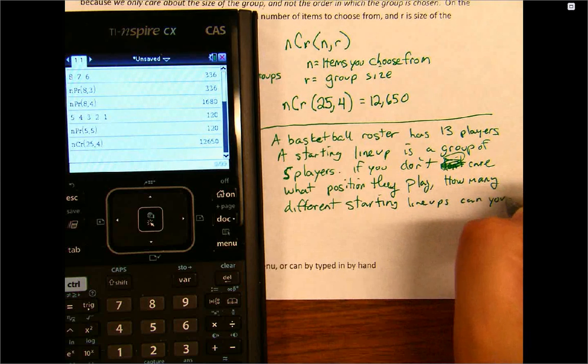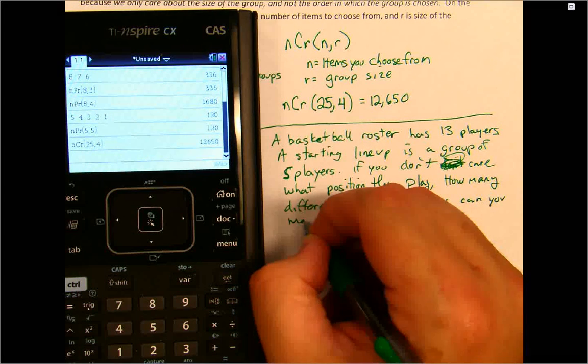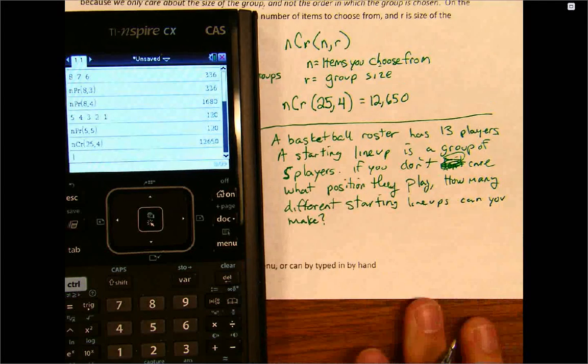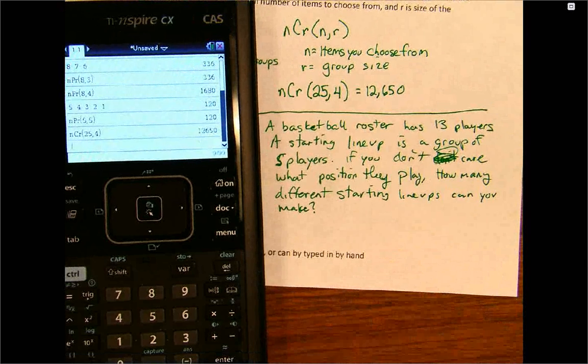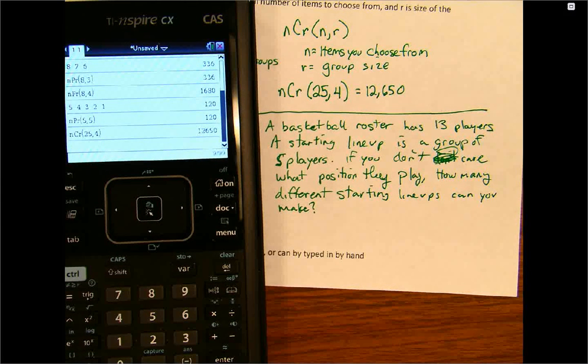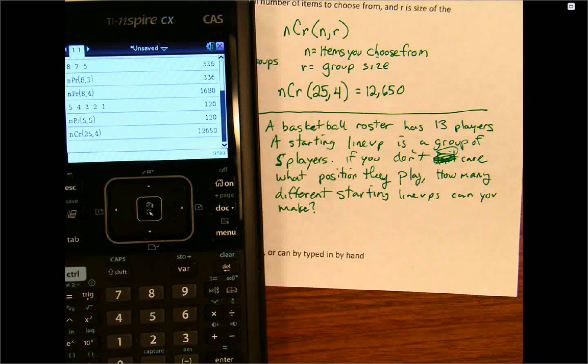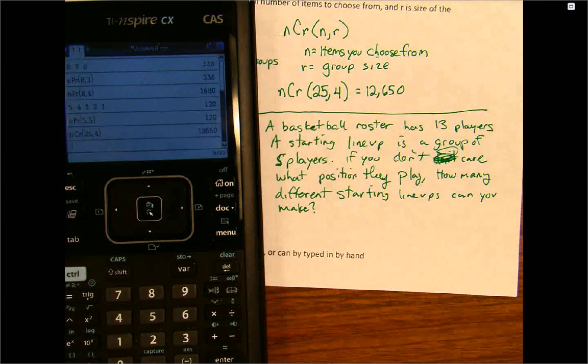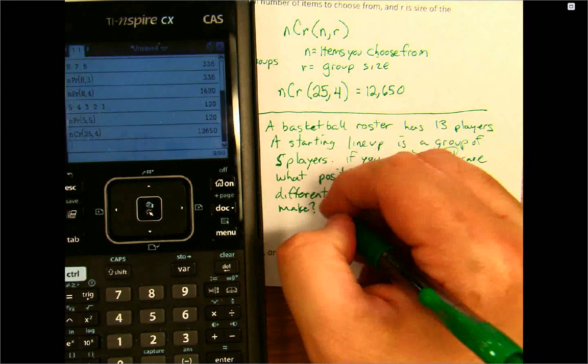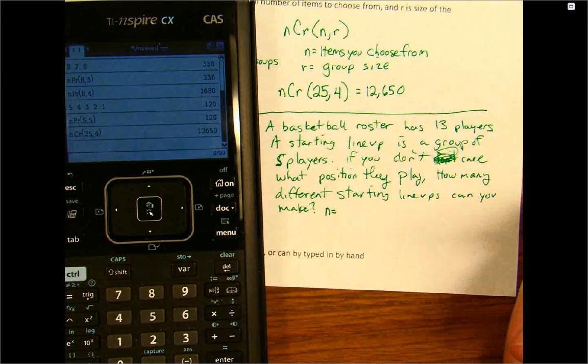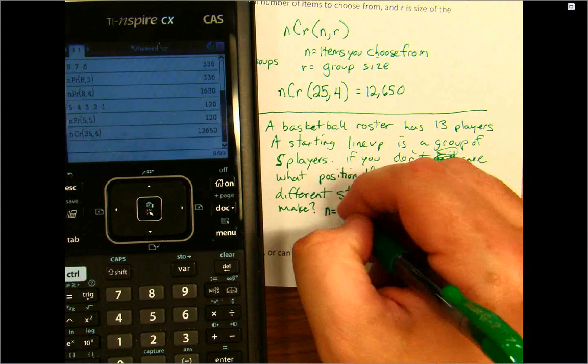So you're the coach, you have 13 players, and you don't care what positions they play, like guards, centers, forwards. You just want to get a group of 5 on the court. What's my N? How many total players do I have? 13. R is my group size. The group size is 5.